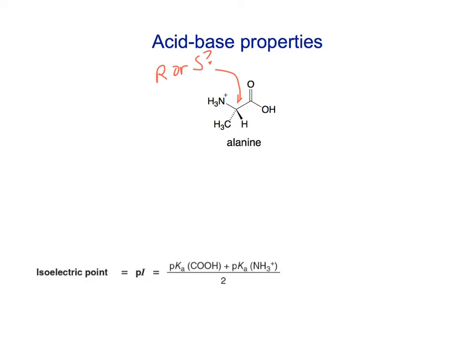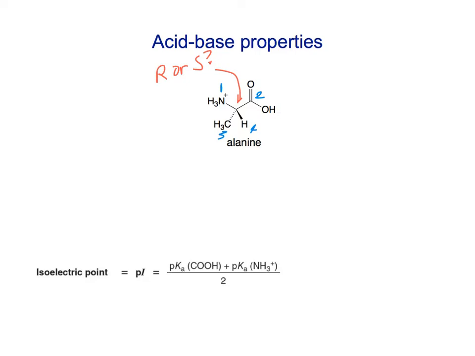You guys remember how to do that? Maybe. We got a 50-50. Huh? S? All right, so let's work it out here. So what would be the highest priority group? The nitrogen, right? What's second? The carboxylic acid. Third is the methyl group. Fourth is the hydrogen.